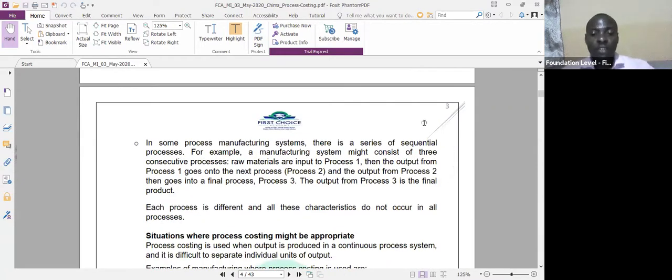In some process manufacturing systems, there is a series of sequential processes. For example, in a manufacturing system, there might be 3 consecutive processes. Raw materials are put into process 1 and they form inputs in process 1. When process 1 finishes its work, it gives out to process 2. So process 1 output becomes the input of process 2.